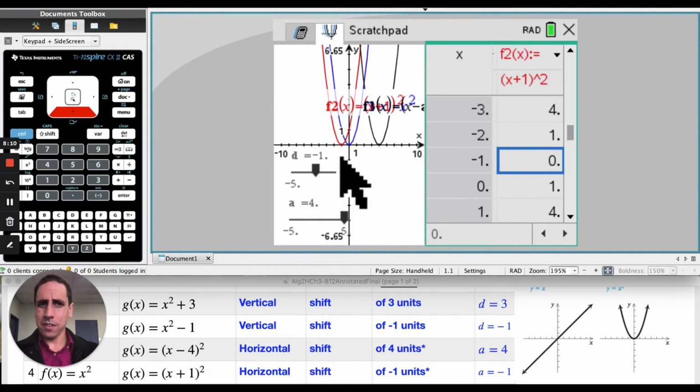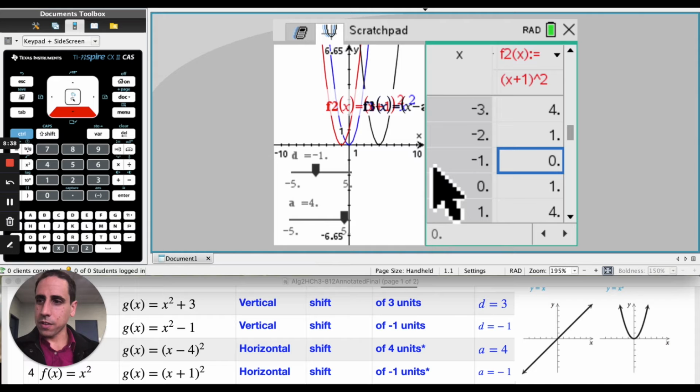And that might be a bit different or a bit opposite of what you expect. I'm going to call this a horizontal shift of negative 1 units. Even though in the equation I see positive 1, visually, graphically, it gets shifted negative 1 units to the left.